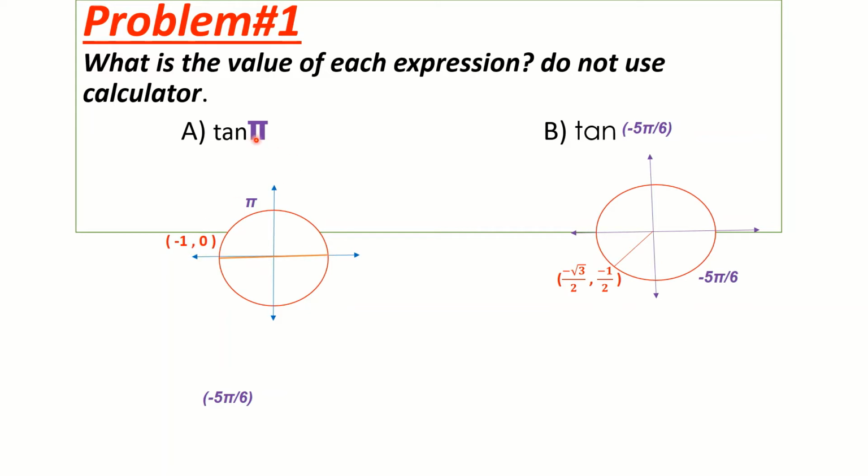Part A, tan pi means the angle which is measured from the positive x-axis to this point is pi, or a semicircle, which is 180 degrees, or pi. So what is tan of pi?